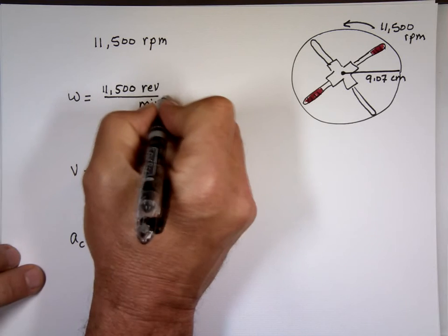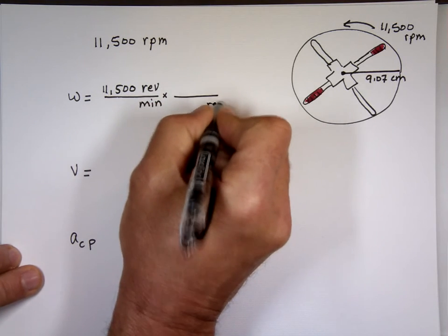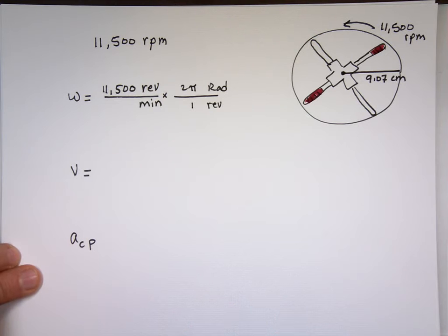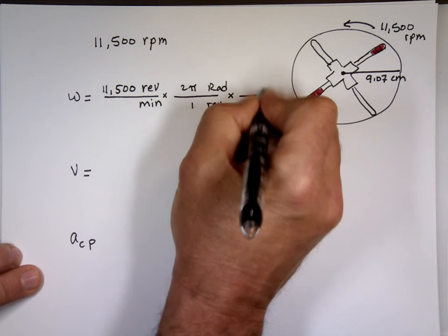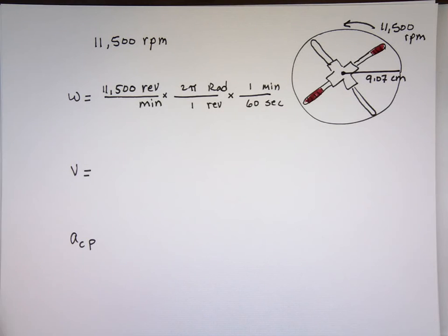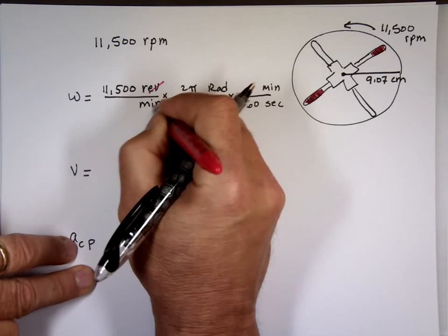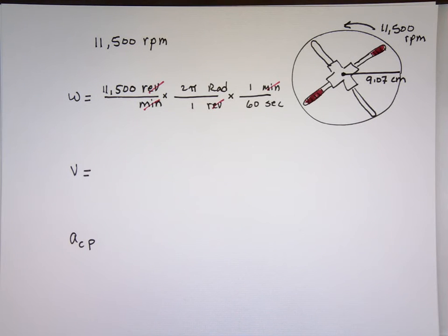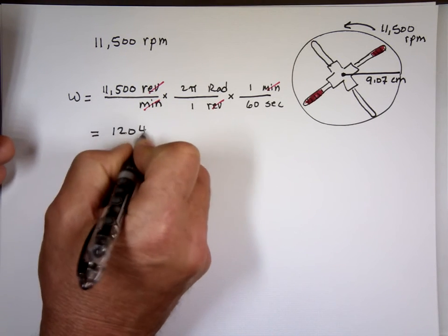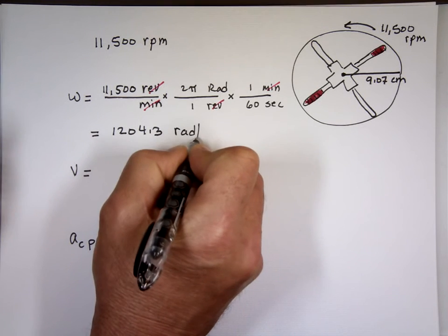To convert that, I need to convert revolutions to radians. 1 revolution is 2 pi radians. And I also need to convert minutes to seconds. 1 minute is 60 seconds. Rev cancels the rev, the minute cancels the minute. That's why I put them in these spots. 11,500 times 2 pi divided by 60, so you have an idea how fast that thing spins. 1204.3 rad per second.